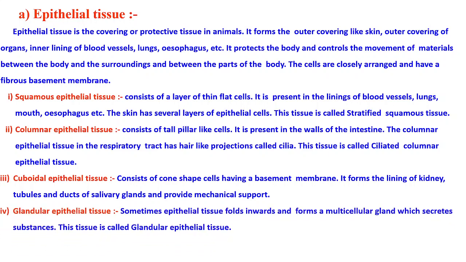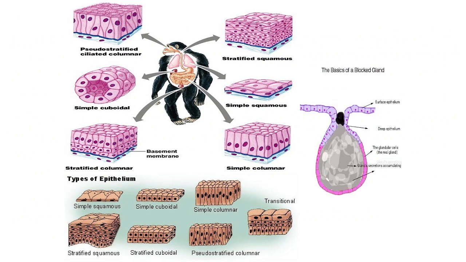And last one is your glandular. They form multicellular gland which secretes substances inside the body. They are called glandular. So this squamous, they are found in the blood vessels. Columnar, they are found in the intestines. Cuboidal, they are found in the kidney. And glandular, they are found in different parts. So now these are your different types of epithelial tissue.